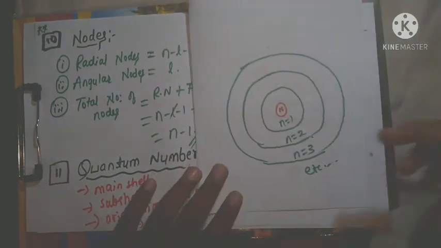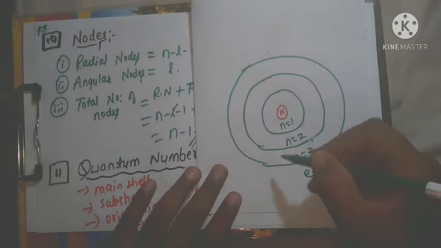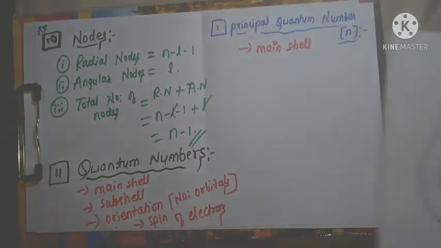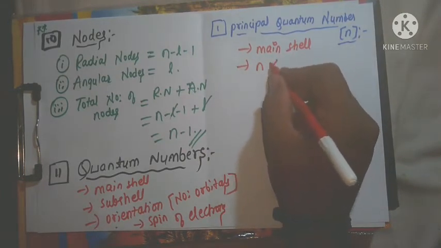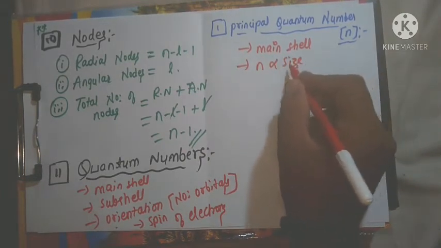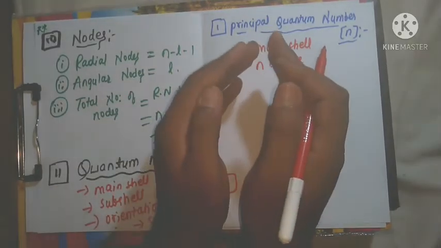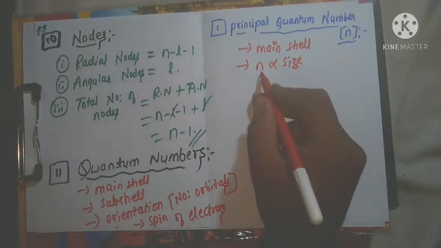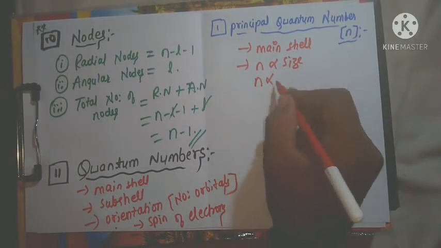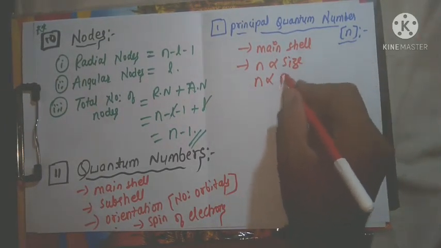This is the first main shell, this one is the second main shell, this one is the third main shell, etc. It gives the main shell in which the electron belongs, and also the size. Size is directly proportional to the n value. n value 1, this much size; n value 2, more size; n value 3, more size, etc. The n value, that is the principal quantum number, is directly proportional to the size and also the energy.